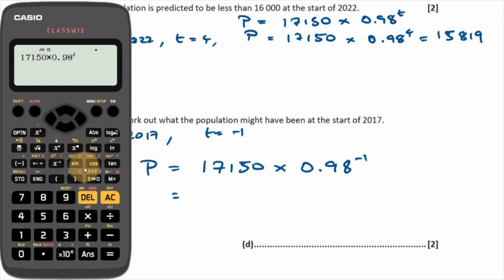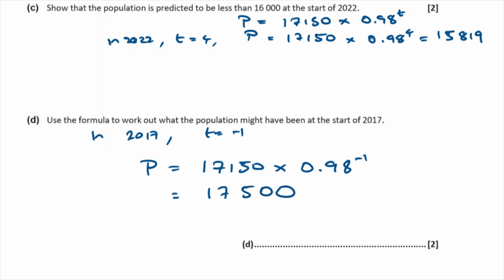Okay, what's that then? I'm just going to come back and delete my 4 and put in a minus 1 instead. Okay. Oh, that comes out a neat number. 17,500.